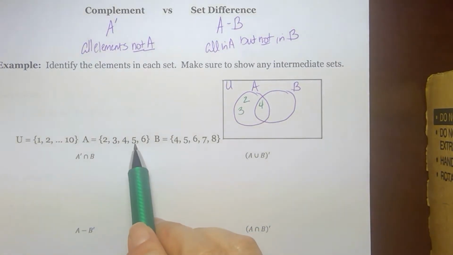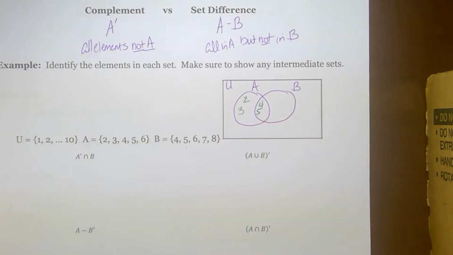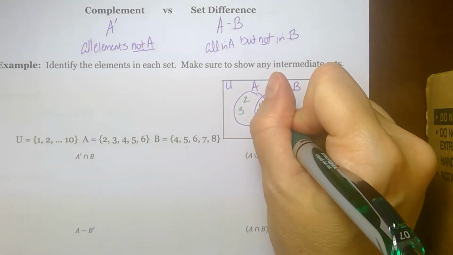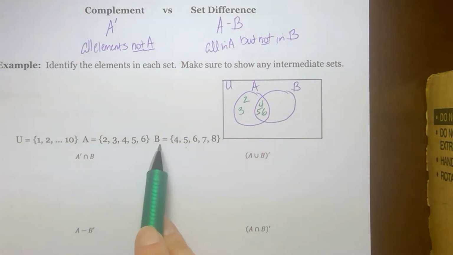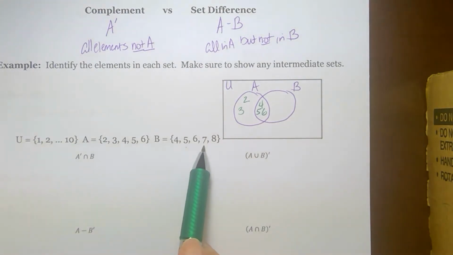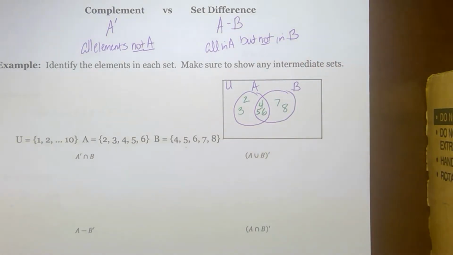Set A has 5. There is a 5 in B, so they share 5. Set A has 6. There is also a 6 in B, so they share 6. That's all of set A. When we look at set B, we've already done 4, 5, and 6. B also has 7 and 8. Those numbers were not in A.